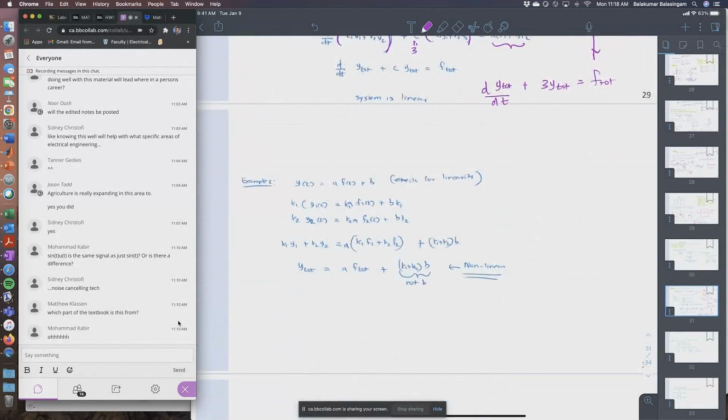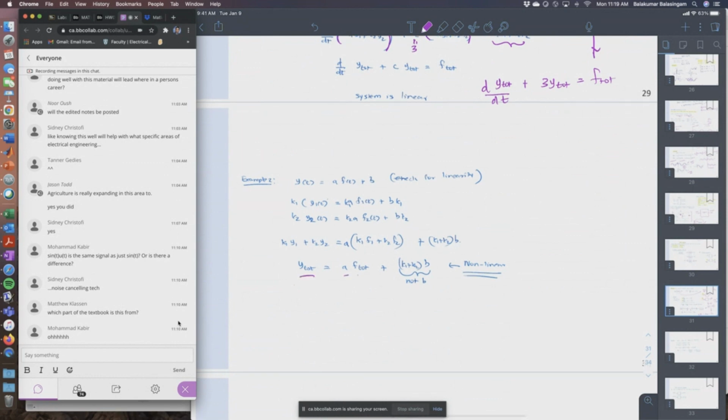Now, as a counterexample, another system is given here. That's y equals a f(t) plus b. When you do the same thing, y total is a times f total, but instead of b, you get k1 plus k2 times b. So that's why that system is not linear.